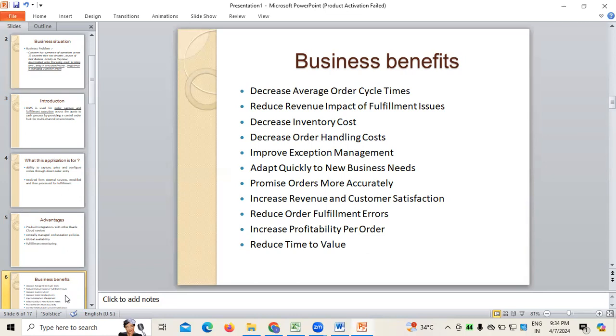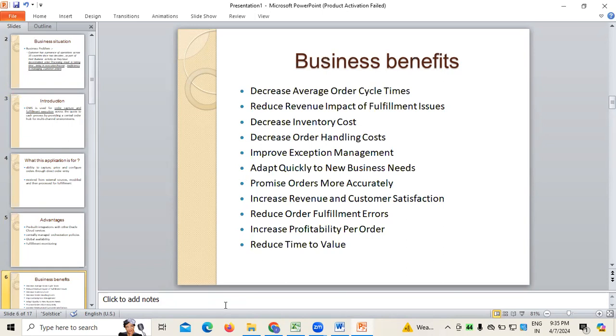Next, it decreases the order handling cost, because it is a cloud-based application integrating with other cloud services. Even the infrastructure cost will be lesser or minimized, because if it's an on-premise application, then the infrastructure cost will be higher. As it is a cloud application, the infrastructure cost, handling cost, and everything will be lower. Next, it improves exception management. It also has the possibility to adapt quickly to new business needs, because business needs and government mandates may change from time to time, which has to be addressed effectively.